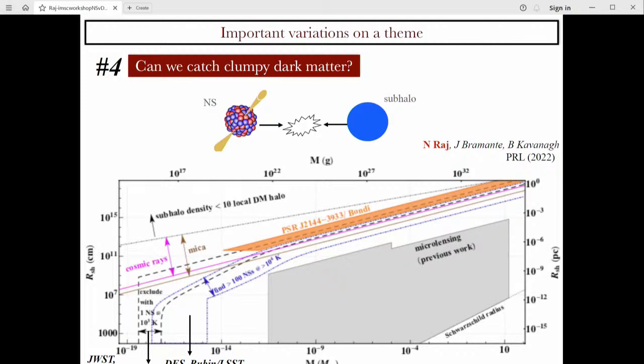And looking for excessive gamma rays and so on, which I have not put on this plot. So really there's a very challenging region down here that can be probed by this sort of thing, neutron stars heating up.